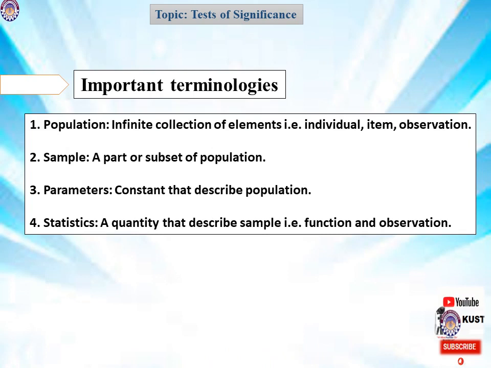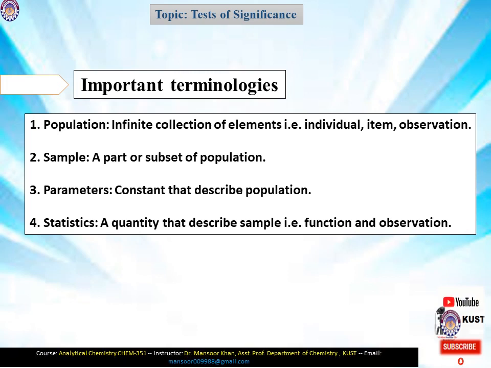This slide shows the important terminologies. These are terminologies of statistics which are very important and extensively used in analytical chemistry. So before directly going to the test of significance, these terminologies are very important to learn. So the first one is population. Population is an infinite collection of elements, for example, individual, item, and observation.